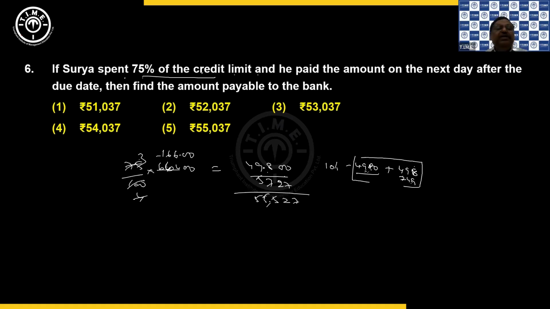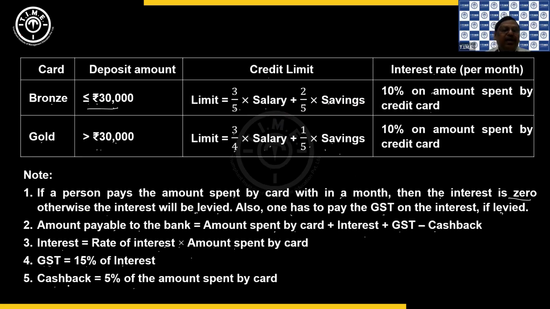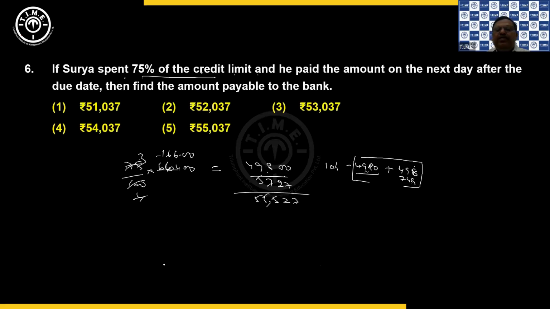However, he will get some cashback also, that you have to be careful about. You will get 5% of the amount spent by the card as cashback. See, the amount payable to the bank is the amount spent by the card plus interest plus GST minus cashback. Cashback is going to be 5% of the amount spent by the card. What is 5% of the amount spent by the card? You are spending 49,800.